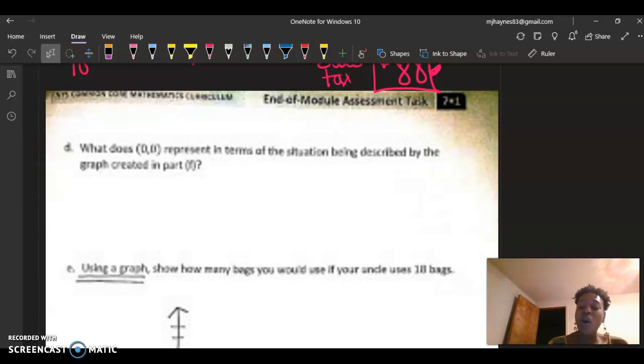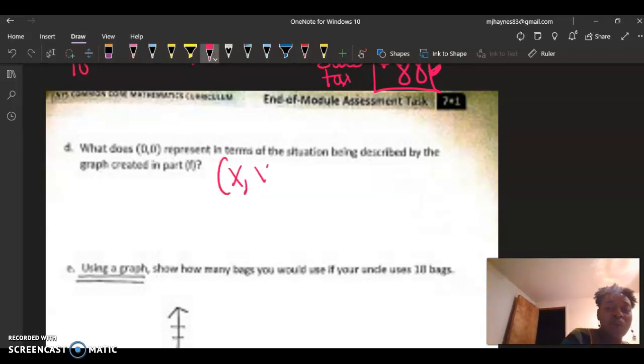Okay, so we want to know, what does 0, 0 mean? Remember, we cannot say 0, 0. It's the origin. Remember, we cannot say 0, 0. It's the starting point. A lot of people say that because they don't remember what to say. When they ask you what does 0, 0 mean, they're asking you what do X and Y mean when they're 0.